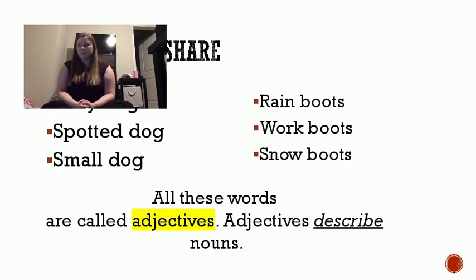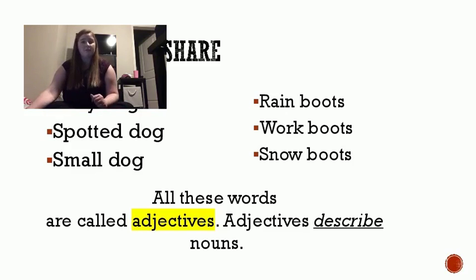Now when we look at all of these words, they are called adjectives. Adjectives describe nouns. They can be typical descriptive words like gray, spotted, small. You can see, taste, or smell those. Or they can describe the purpose, like for rain, work, and snow. Typically snow isn't a descriptive word, it's a noun. But in this situation, it's an adjective because it describes the purpose.